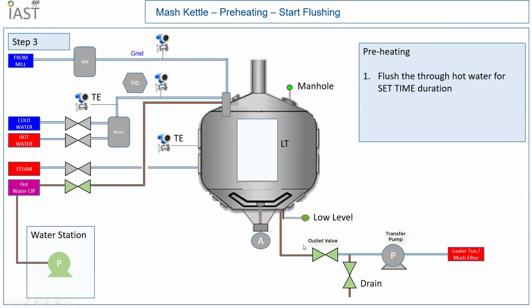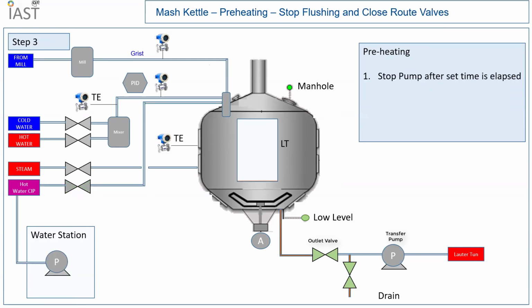This operation is time based. After a particular time, the pump is stopped to ensure that adequate flushing is done. And once the low level signal is achieved, the outlet valve and the drain valve are also closed. So this completes the preheating operation.